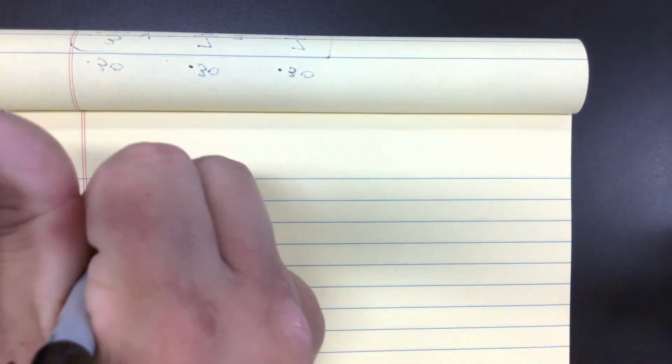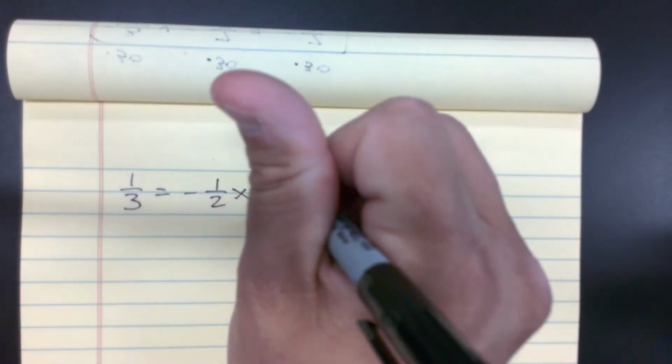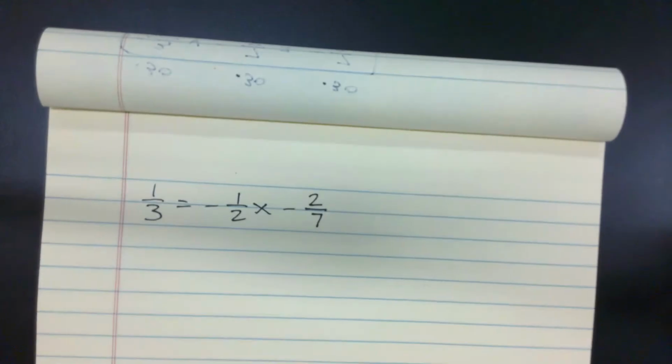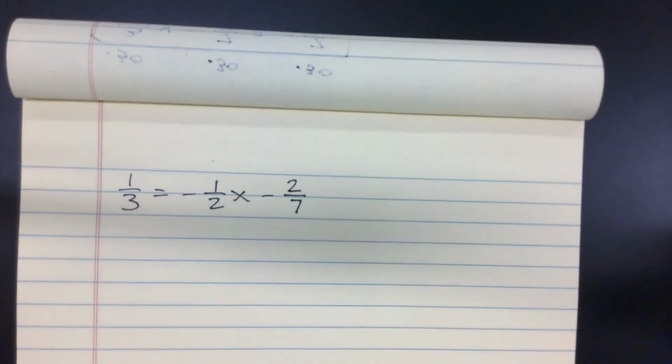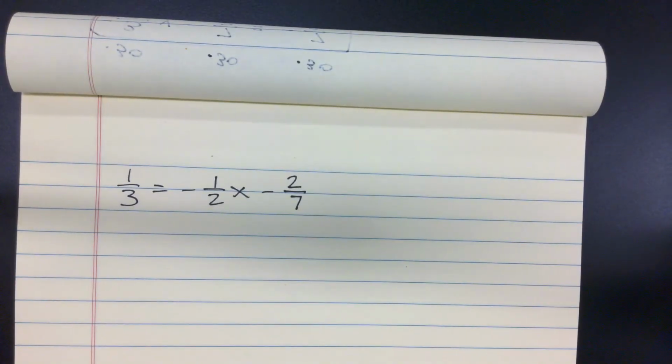We have 1/3 equals negative 1/2 x minus 2/7. Why would it do that to us? I should have just come up with my own. Alright, okay.